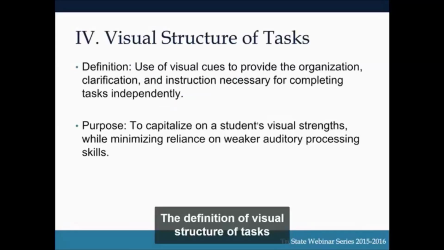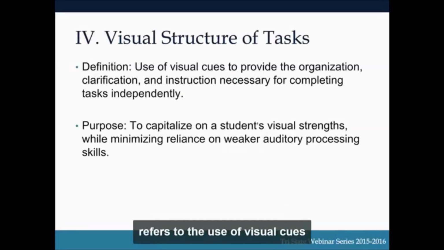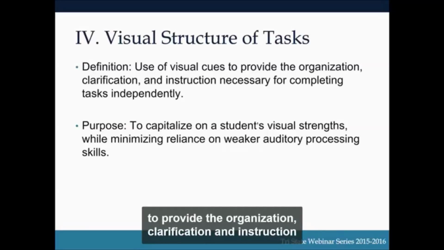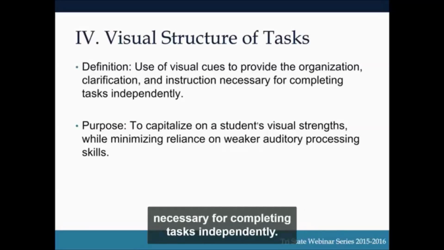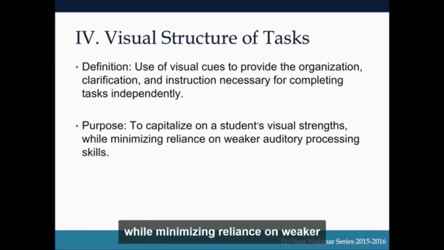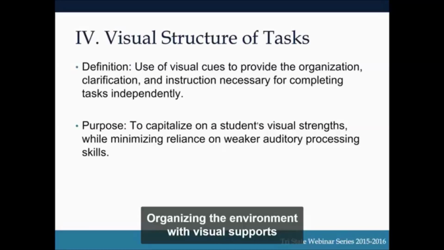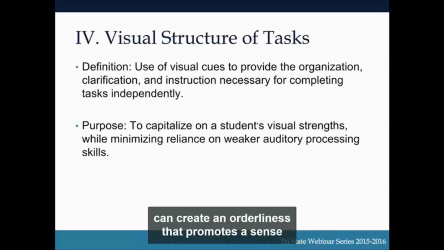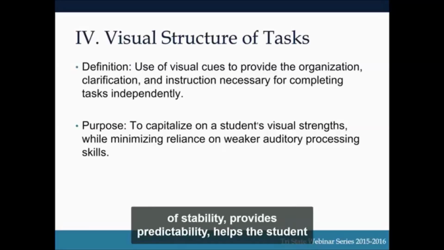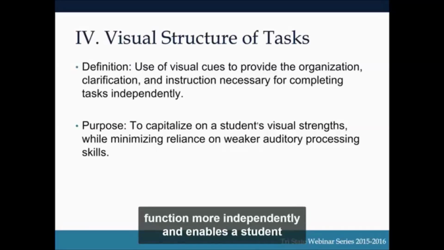The definition of visual structure of tasks refers to the use of visual cues to provide the organization, clarification, and instruction necessary for completing tasks independently. The purpose for including visual structure in tasks is to capitalize on a student's visuals while minimizing reliance on weaker auditory processing skills. Organizing the environment with visual supports can create an orderliness that promotes a sense of stability, provides predictability, helps a student function more independently, and enables a student to become more responsible for their own performance and belongings.